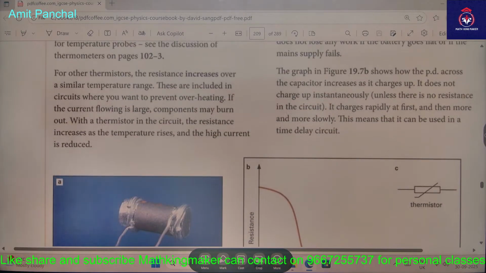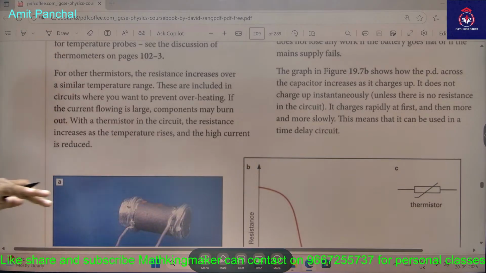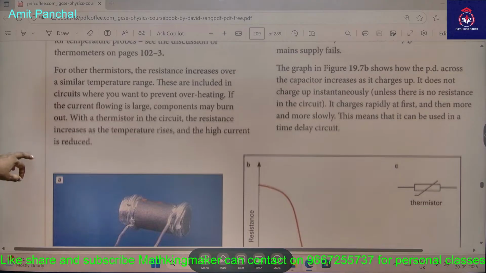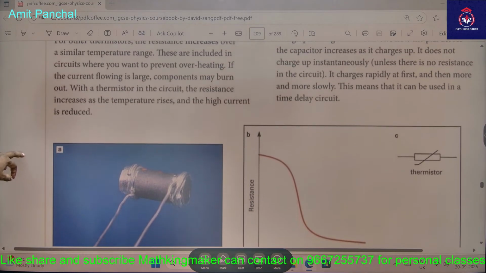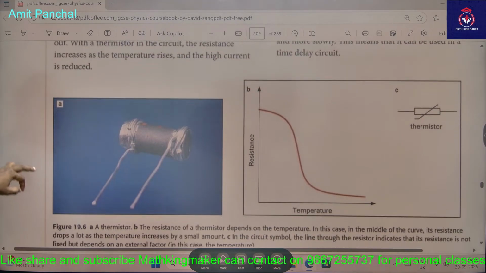So for other thermistors, the resistance increases over a similar temperature range. These are included in circuits where you want to prevent overheating. So whenever you want to prevent overheating, that means the circuit will cut off at a certain temperature. If the current flowing is large, a component may burn out, so with a thermistor in the circuit, the resistance increases as the temperature rises and the high current is reduced.